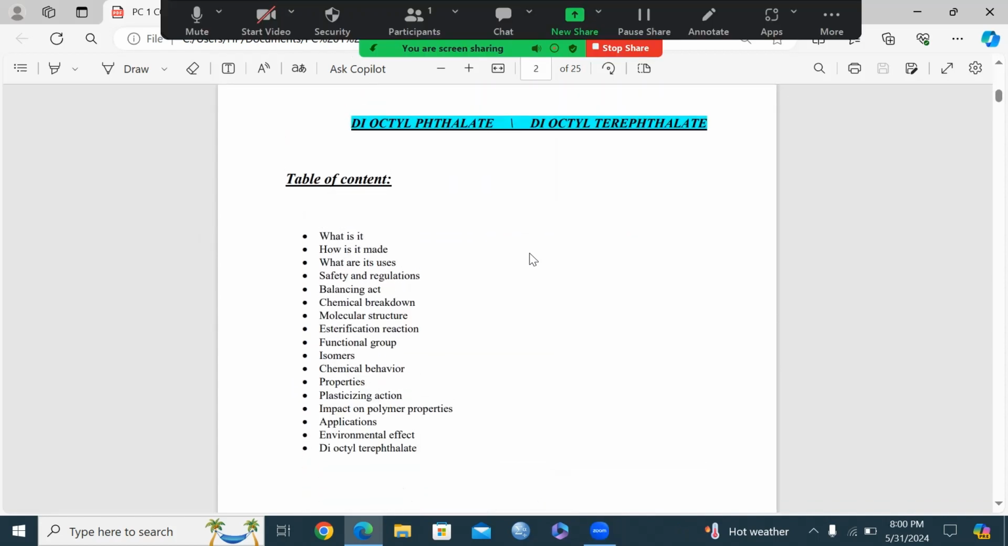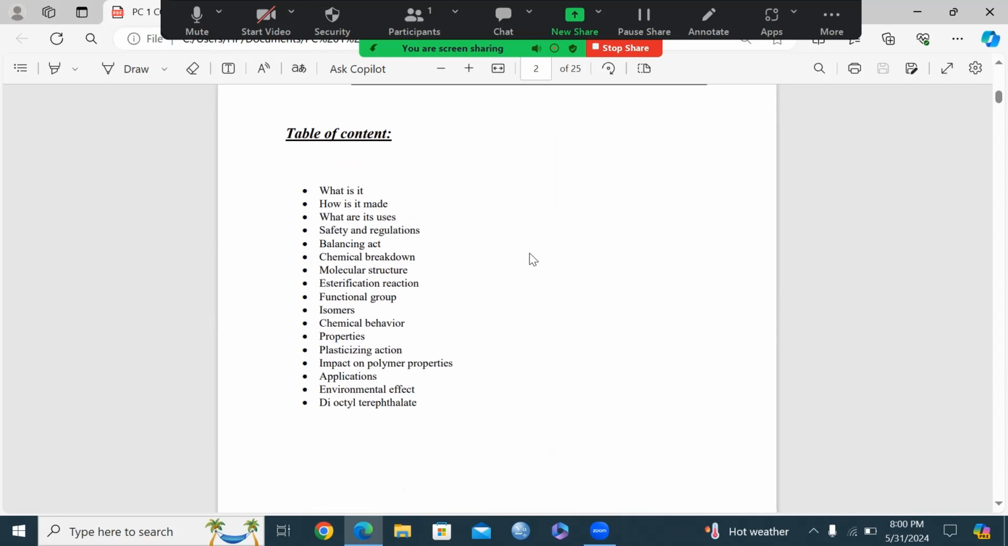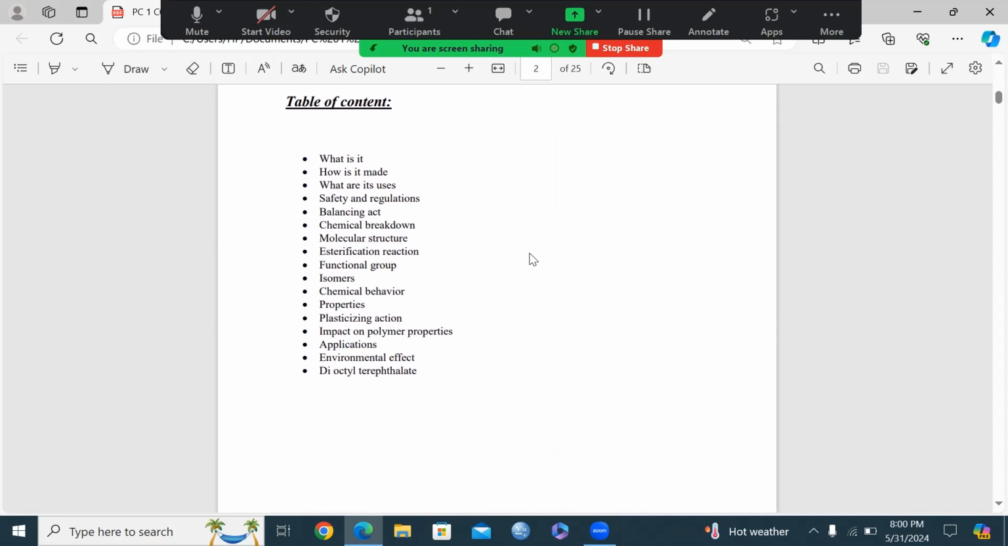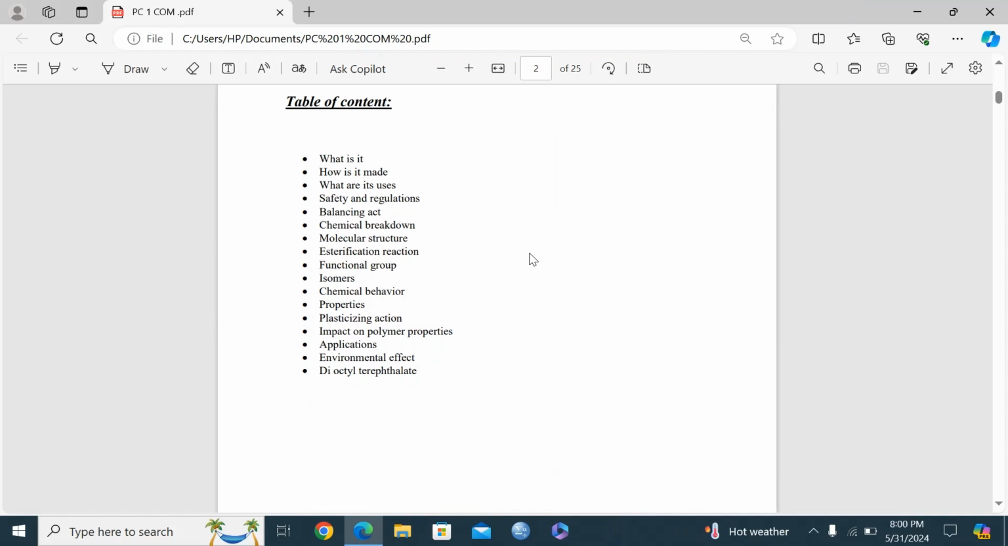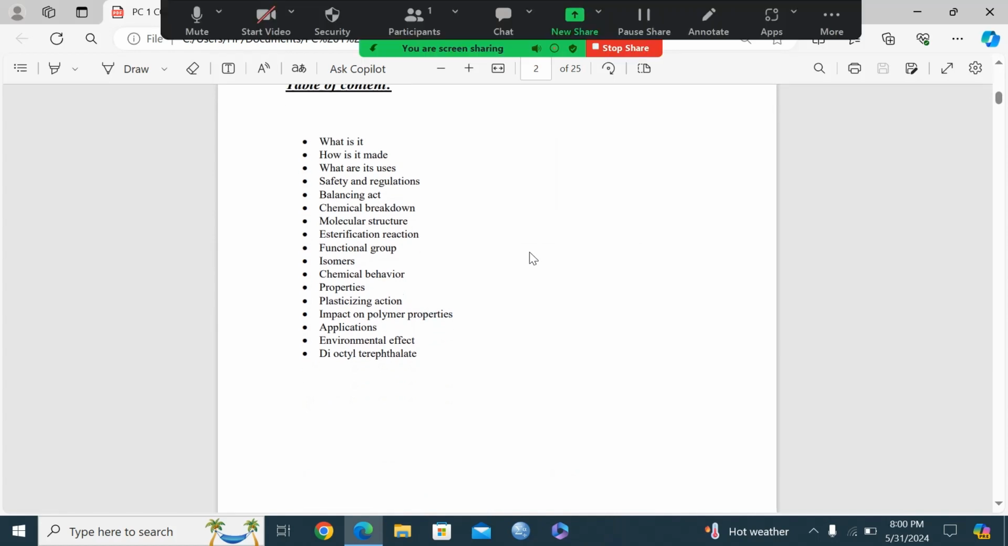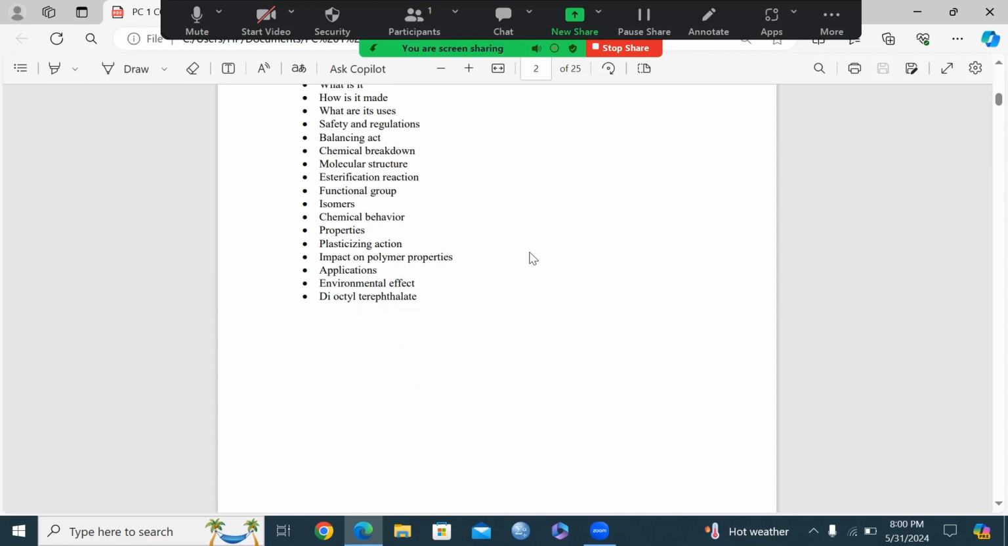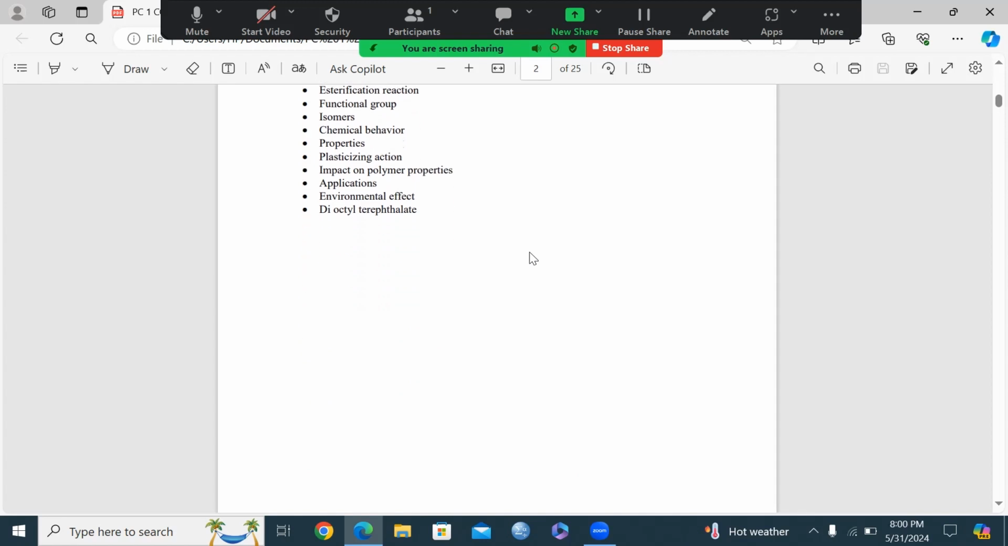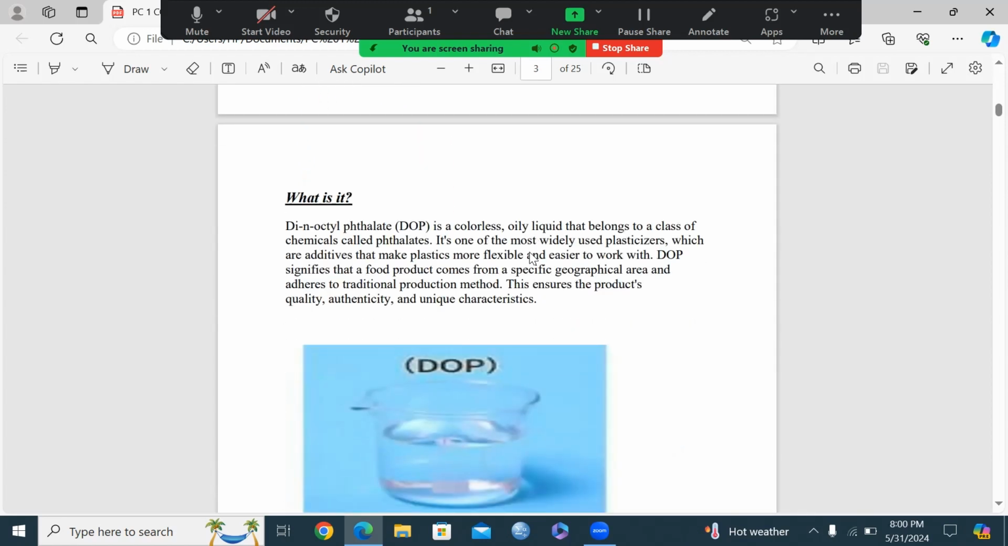Topic: Dioctyl phthalate and dioctyl terephthalate. Table of contents: What is it? How is it made? What are its uses? Safety and regulations, balancing act, chemical breakdown, molecular structure, functional group, isomer, chemical behavior, properties, applications, environmental effect, dioctyl terephthalate.